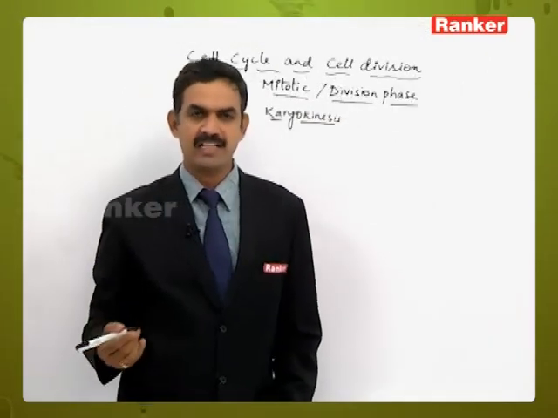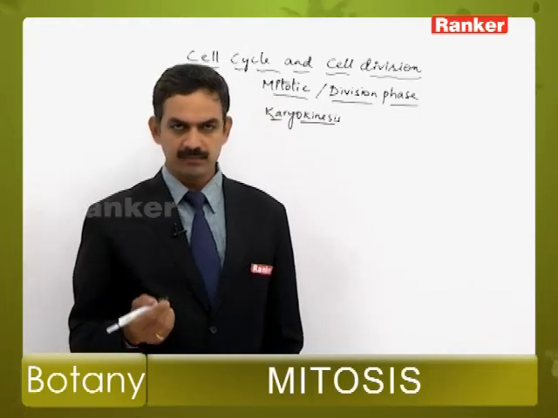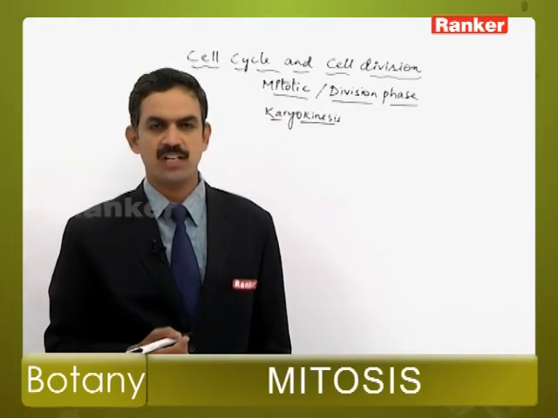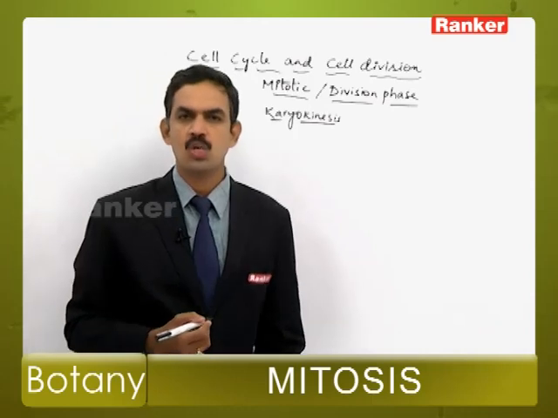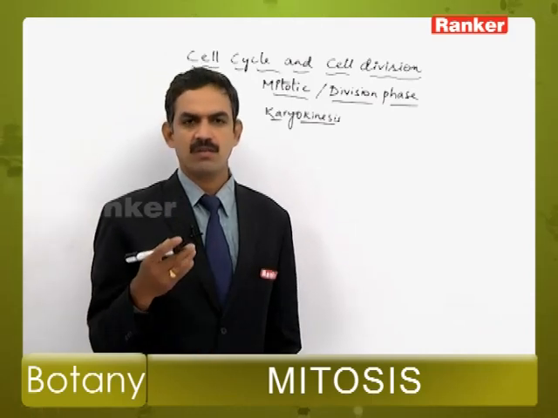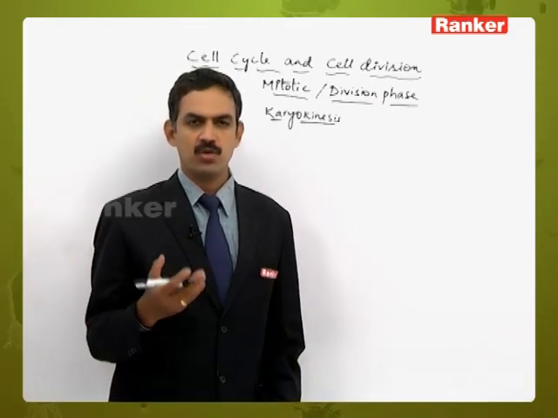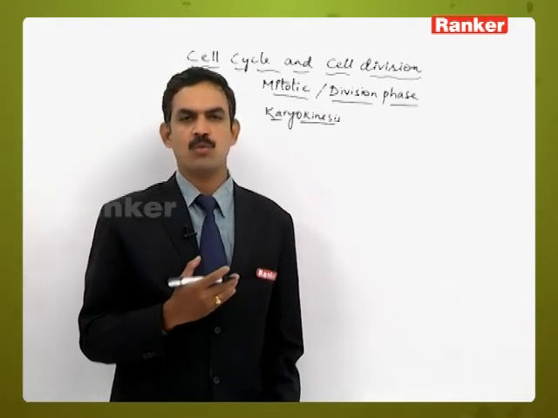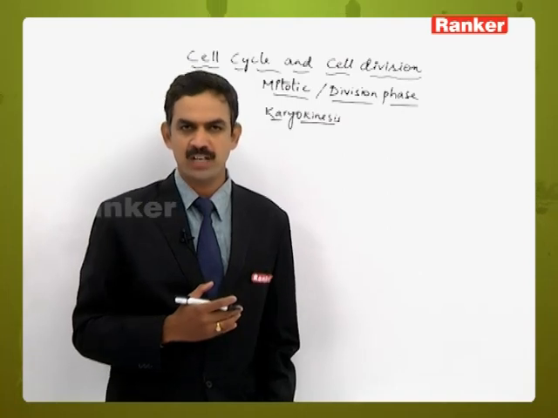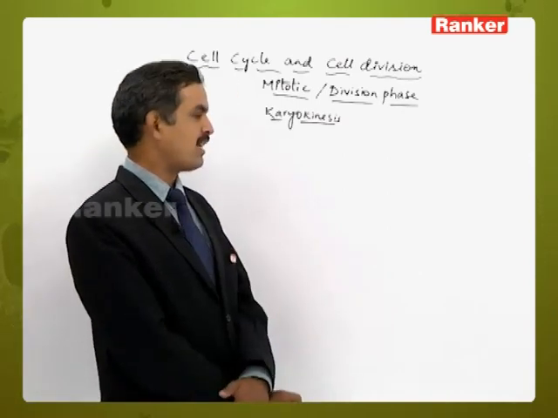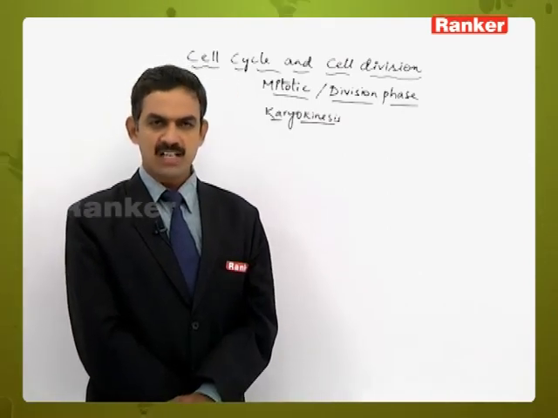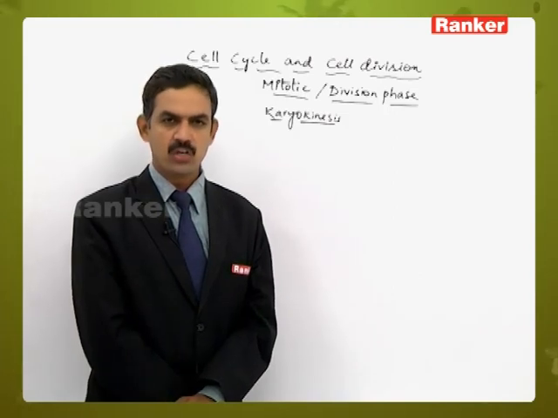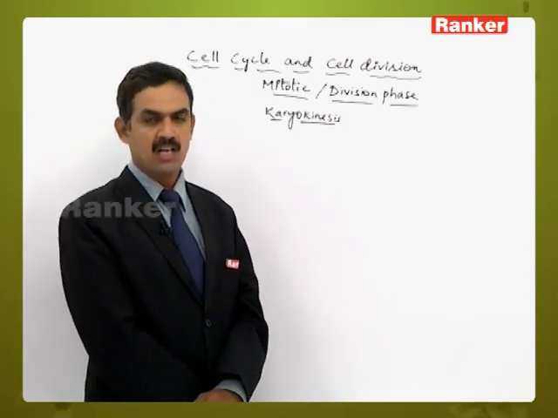Karyos means nucleus, kinesis means division. So in karyokinesis, the nucleus will divide to form two daughter nuclei. Whatever the condition of the nucleus present in the parental cell, the same quantity and quality of the chromosomes are maintained in the daughter nuclei also. Likewise, one parent nucleus is divided to form two daughter nuclei in the karyokinesis process.